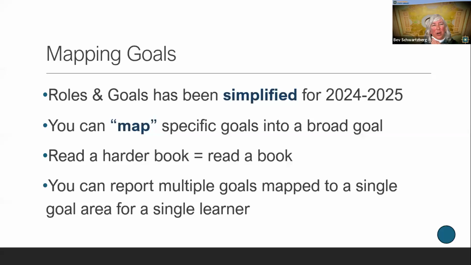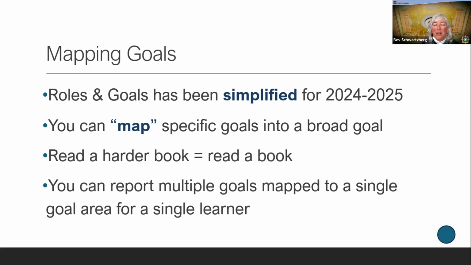So one of the things I want you to know about roles and goals is we actually have simplified it for 2024 to 2025. And if you are a new CLLS coordinator, you wouldn't have known that information. But roles and goals is somewhat simplified and stripped down for this fiscal year. And the intention was for you to map specific goals into a broad goal. So somebody put on the survey, there used to be a goal for reading a harder book. They're not just read a book, but you can read a harder book and map that goal into read a book. So read a book is a big goal and a learner can set that goal multiple times.